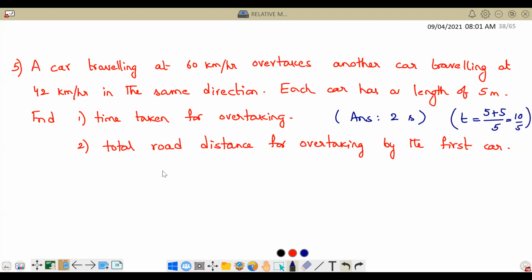But if you draw the diagram, then you can answer the second question. The answer for the second question is 38.3 meters. If you draw the diagram, then only you can answer this question. Otherwise, you cannot answer this, unless the diagram is in your mind.